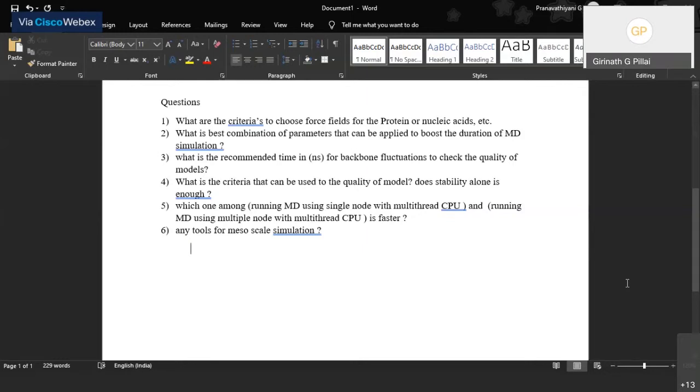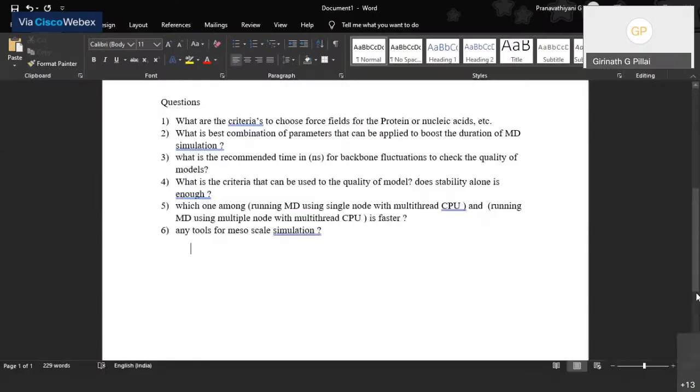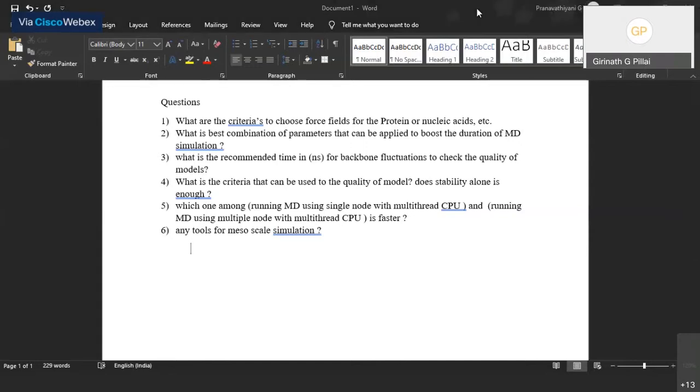What is the best combination of parameters that can be applied to boost the duration of MD simulation? These are software specific, but I already told you in the limitations on the time scale what to reduce, like time step and others, how to boost your MD simulation. But other specific parameters like cutoff values, which algorithm to be used, all are software specific. So GROMACS might support some algorithms, but not Desmond.